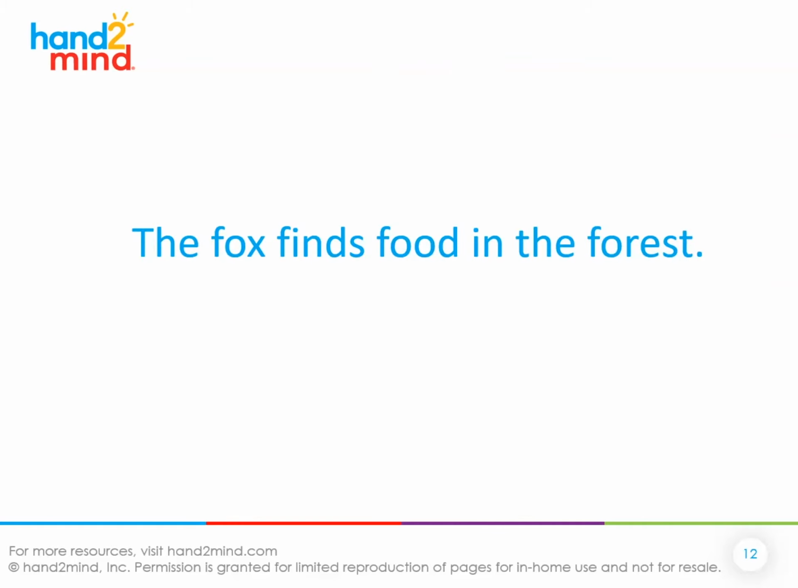I could write the sentence, "The fox finds food in the forest." In this sentence, the alliteration is in the words fox, finds, food, and forest. In all of these words, I hear the f sound made by the letter F.